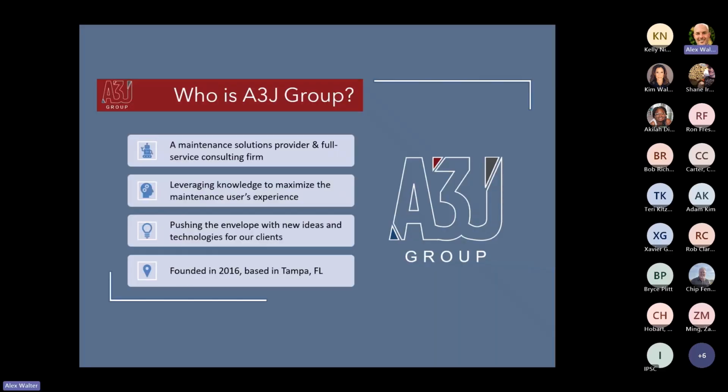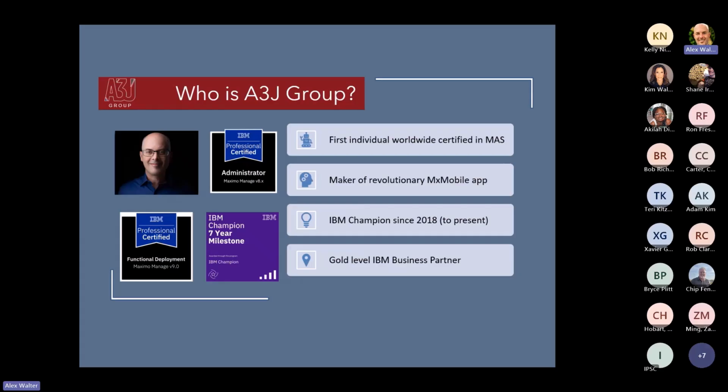Okay, we'll go through a couple slides to begin with, just to introduce things. We are A3J Group. We're based out of Tampa, Florida, and we've been doing this for 10 years now, so pretty excited about that. We're very much technical folks, love pushing the envelope with new ideas and technologies, and part of that obviously is our offering for mobile. We are a gold level IBM business partner and have quite a few certifications when it comes to MxMobile. Been doing it a long time.